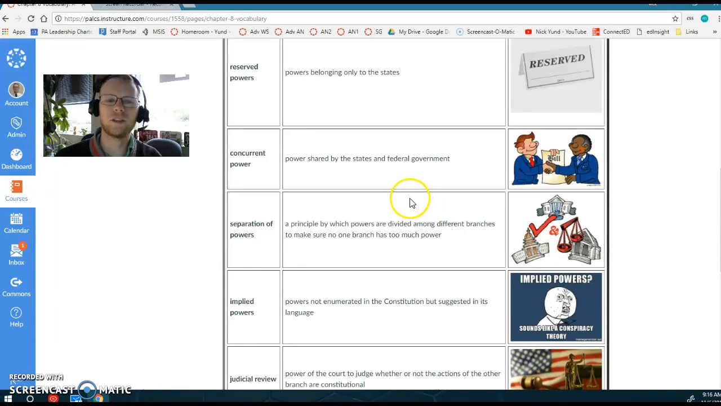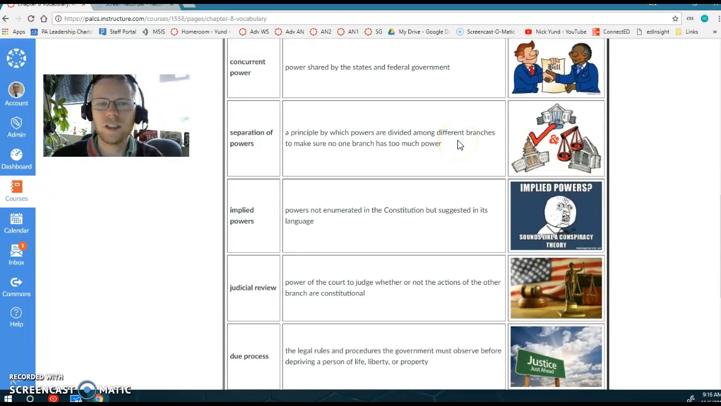Concurrent powers are powers shared by the states and federal government. For example, there are state taxes and federal taxes. That's a concurrent power because both the federal and state governments can tax you. Separation of powers is a principle by which powers are divided among different branches to make sure no one branch has too much power. So we know that there's a legislative branch, an executive branch, a judicial branch. That's the separation of powers.